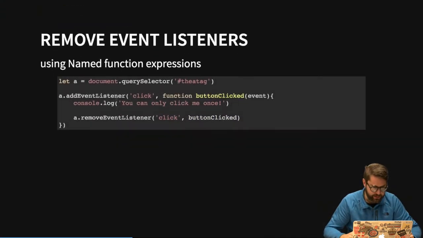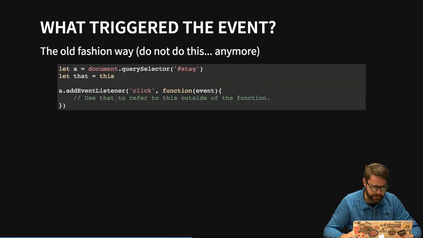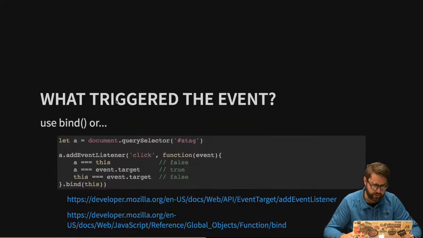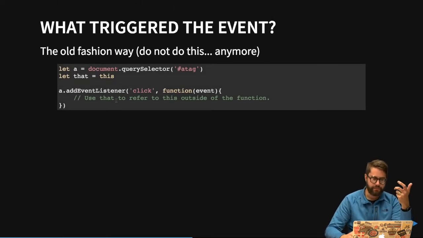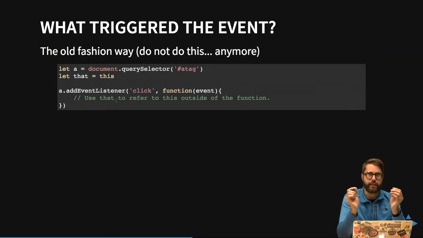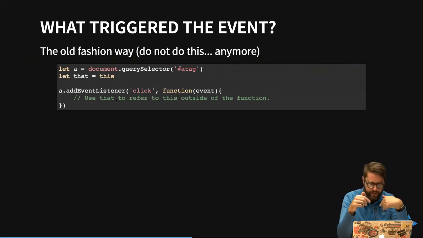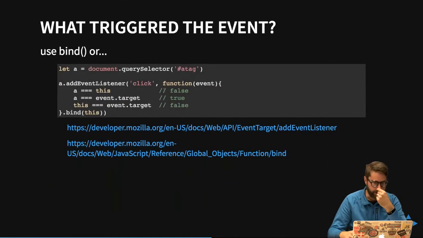I've also skipped some things when it comes to what triggered the event. So we went through that inside an event handler, this will refer to the element triggering the event, if you're using anonymous functions. However, there are ways to get around that. I'm not sure I talked about bind, so just a brief one about bind.